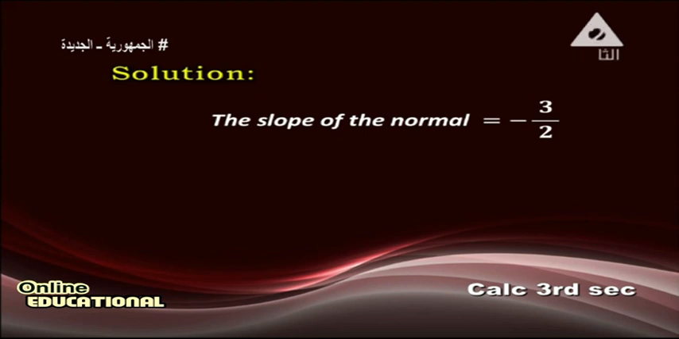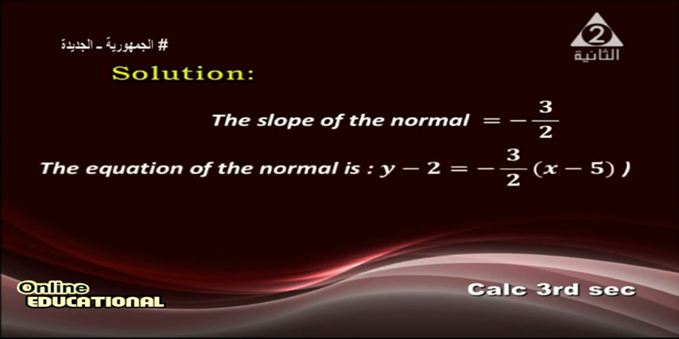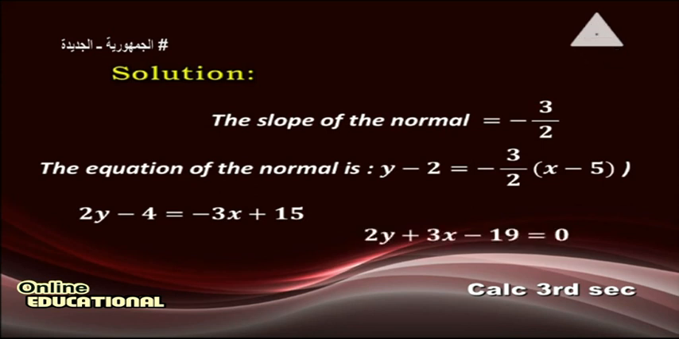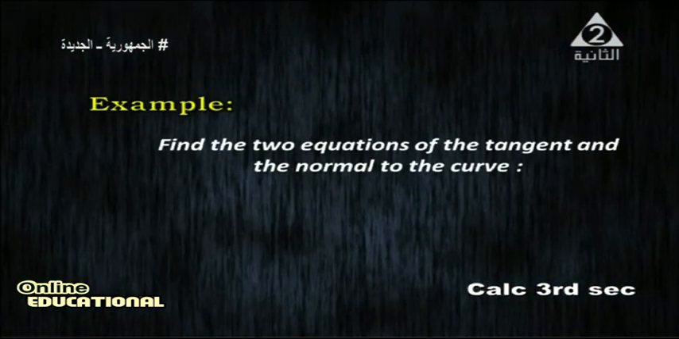Then, the equation of the normal at the point (5, 2) is y minus 2 equals negative 3 over 2 multiplied by x minus 5. Then 2y minus 4 equals negative 3x plus 15, and 2y plus 3x minus 19 equals 0. Then the equation of the normal is 3x plus 2y minus 19 equals 0. Now we move to the next example.